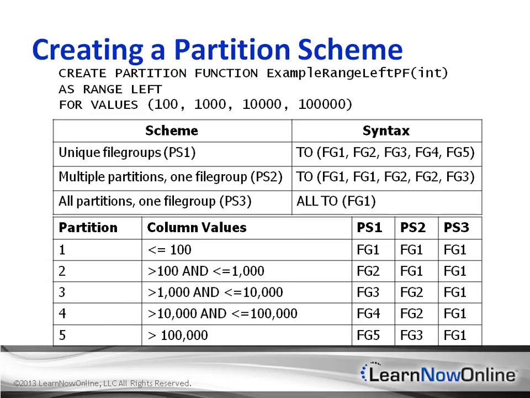We have a unique file group for every partition, which tends to be the most flexible. In partition scheme 2, you see that we are mapping multiple partitions to a given file group. So the first two partitions live on file group 1, partitions 3 and 4 are on file group 2, and partition 5 is in file group 3. Finally, using the all keyword for partition scheme 3, you can see that they all exist in the first file group. Again, not recommended, but it is possible.